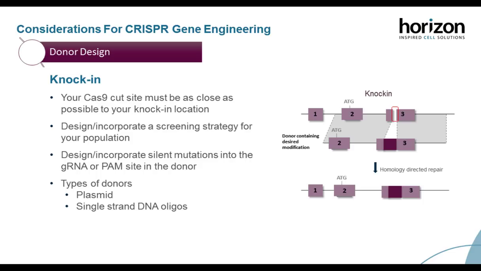So another question is the type of donor that you plan on using, and this can be plasmid or single-strand DNA oligos. And I have some more resources on this in the following 2 slides to help you choose between these 2. But in general, designing a donor can be quite an error-prone and time-consuming task, especially when you're first starting out in gene engineering. And I know very well the dread of ordering and buying the wrong reagents.